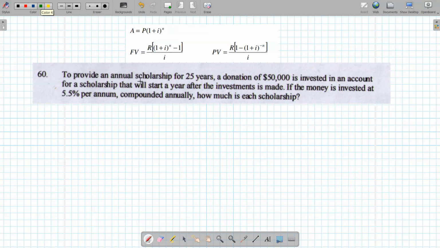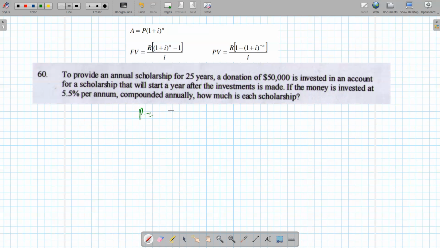Let's look at this. To provide an annual scholarship for 25 years, a donation of this amount is invested into an account. So it's already invested. Is this a present value question, a future value question, or a compound value question? You put in this much money, and you're only putting the money in once. Read between the lines here. Since you're only putting it in once, it's compound interest.